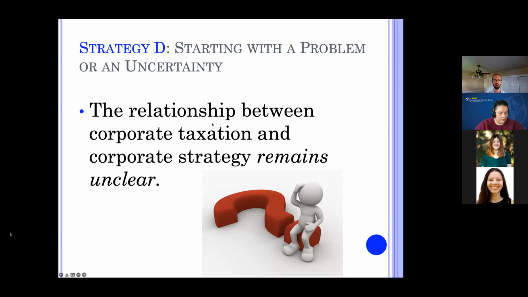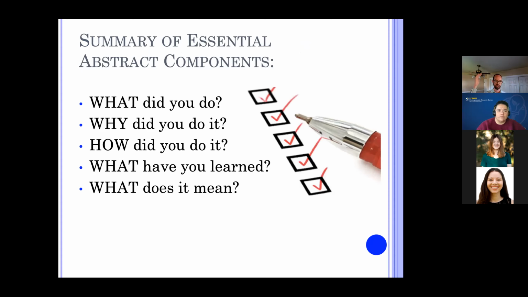Starting with a problem or an uncertainty, kind of building back out to this more general background. The relationship between corporate taxation and corporate strategy remains unclear, right? So it's just something a little bit more general, but it's still pretty brief. And then you move straight into your particular project. So summarize those kinds of things. Think about what you did, why did you do it, how did you do it, what have you learned, and what does that mean, and get into that.